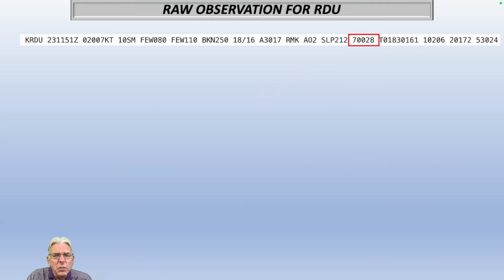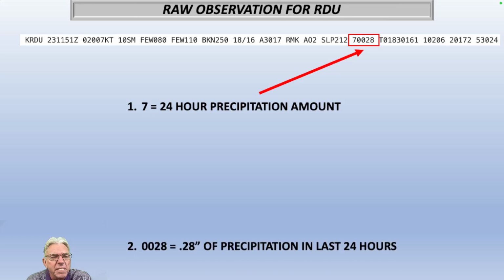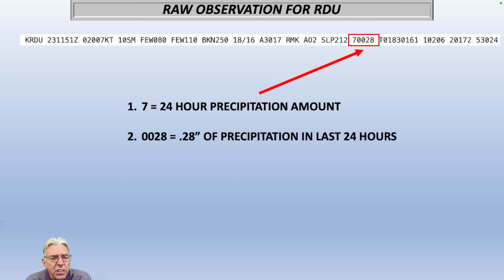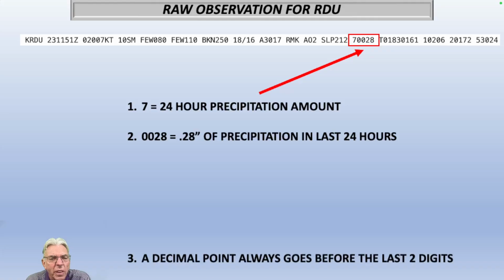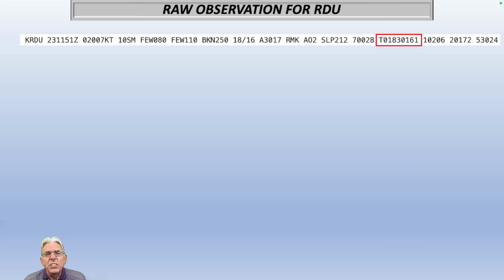All right, the next group, 70028. 7 stands for the 24-hour precipitation amount ending at the time of the observation. And 0028 is 0.28, 28 hundredths of an inch in the last 24 hours. Always put a decimal point before the last two digits. Moving on, T01830161. The T stands for temperature.